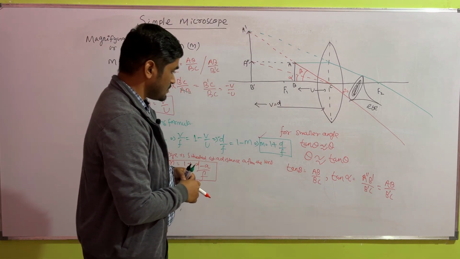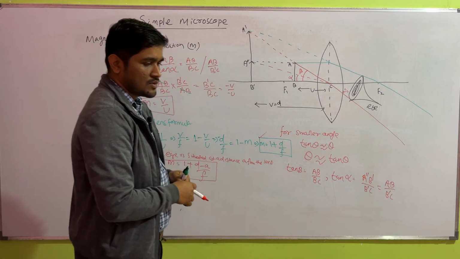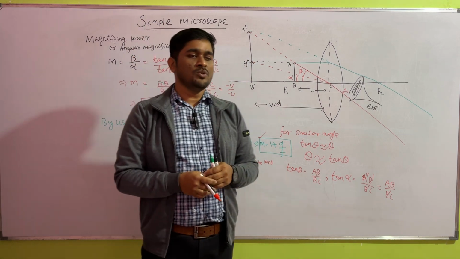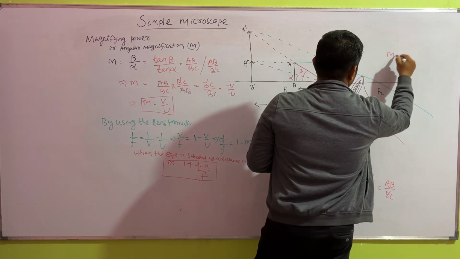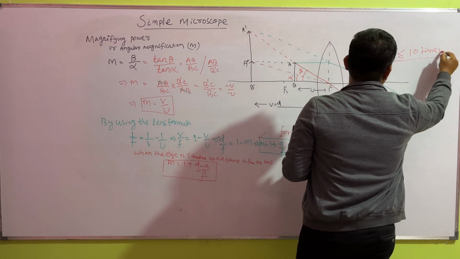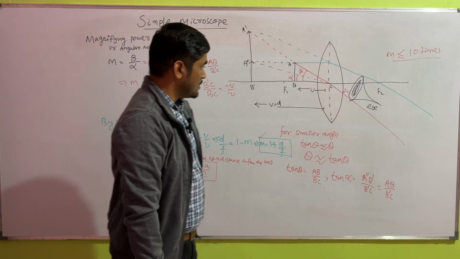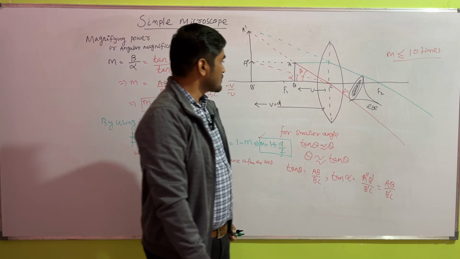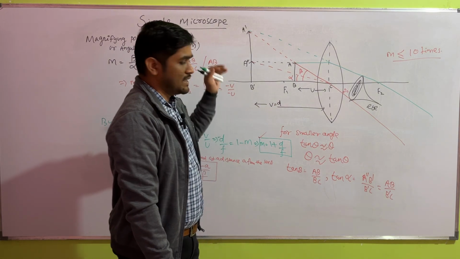Clear? And remember, the simple microscope magnifies maximum up to 10 times, that is m is maximum up to 10 times. Clear? And now another case, when the image is formed at infinity.